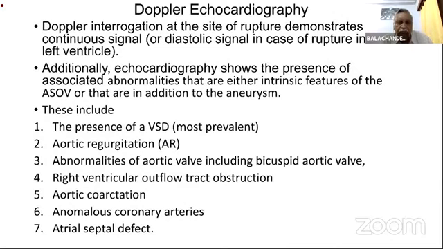Next one, please. So you use the Doppler, and you can try to get whether there are some associated features like VSD or AR. Again, it's very, very difficult to diagnose. But other things like bicuspid aortic valve or RVOT obstruction or aortic coarctation can be made out. Next slide.